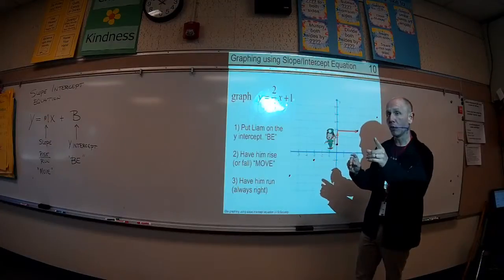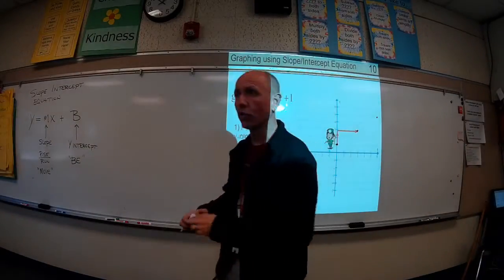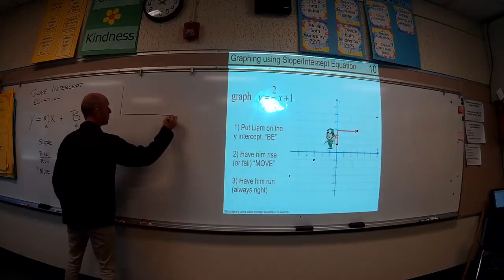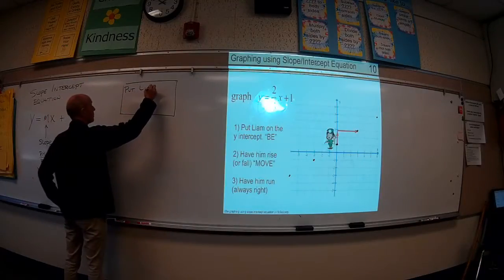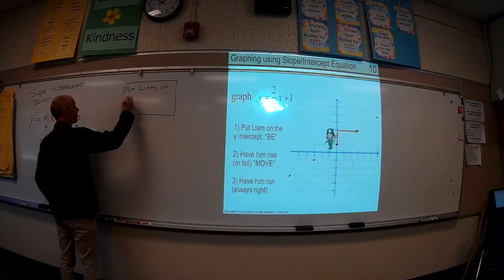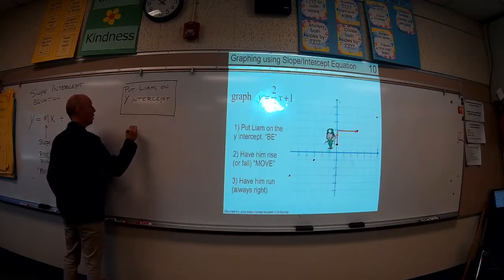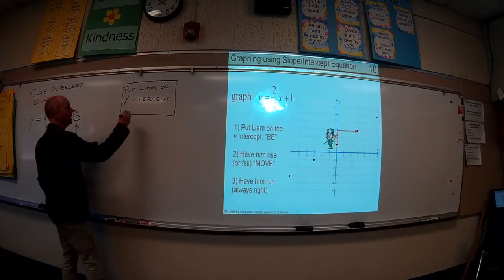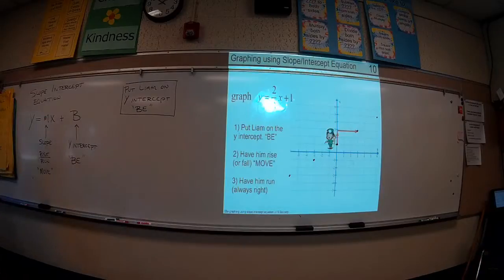Hold the questions. We're going to do a couple more. You'll catch it. I'm going to do a flow map to give you the instructions. This is what we're going to do. Here's our flow. Put Liam on the y-intercept. You're making this with me. That's his B. Put Liam on the y-intercept. That's where he wants to be.